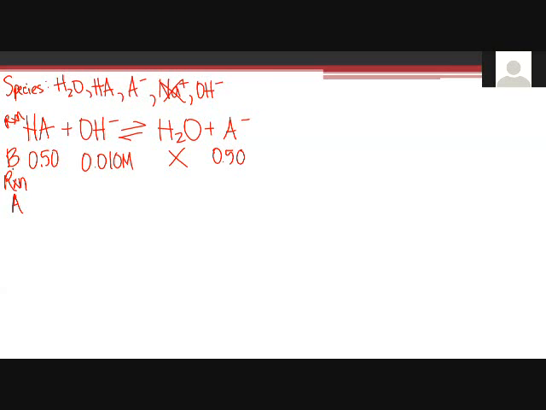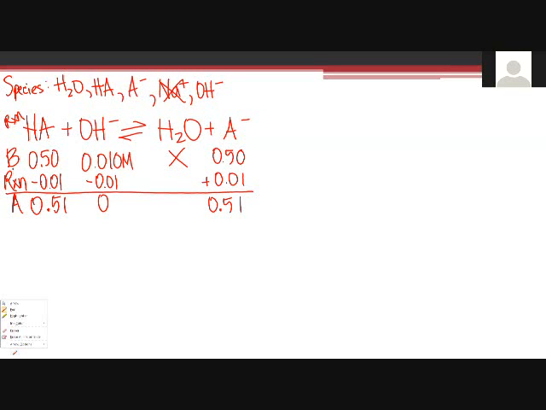Okay, so now the limiting reactant is pretty obvious, right? It's the hydroxide. So we subtract the 0.01 from the reactants and add it on the products. So after the reaction, when they're first mixed, the acid is now 0.51, base is none, and then the conjugate base is 0.51. Sorry, I should have subtracted and I added. This should be 0.49. I just caught that. My bad.